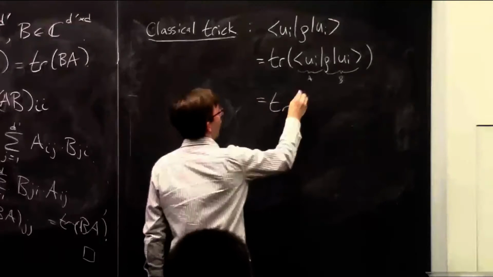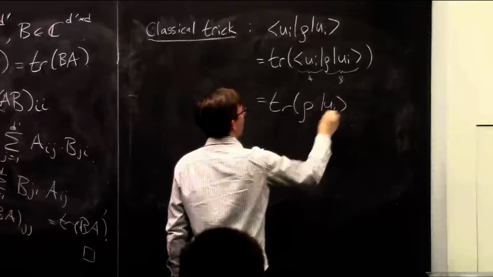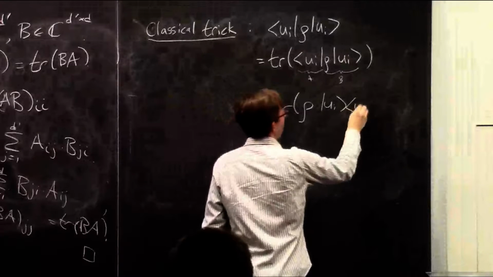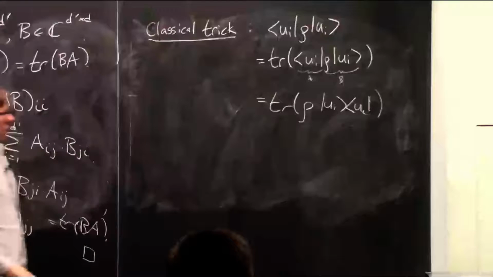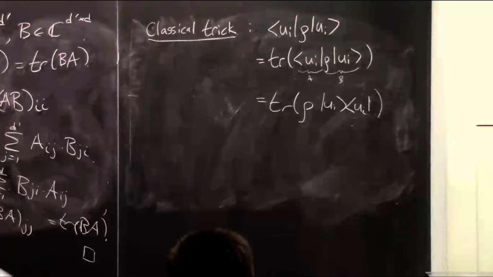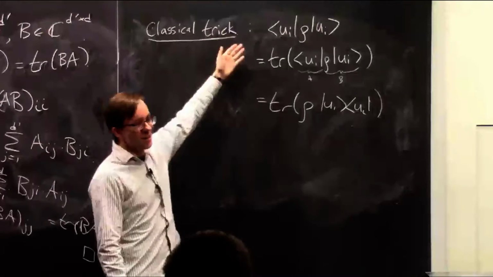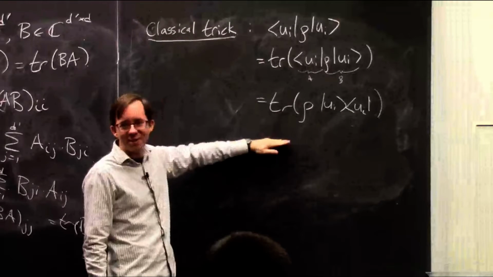And then I'll swap them. So I'll get trace of, I put B first, that's rho times the column vector u, and then I'll put A, which is this row vector. OK? And this is funny. It looks like you've made terrible progress here. You've just taken a simple thing, just a number, and now made it more complicated. But it's going to be good to have it in this formula.